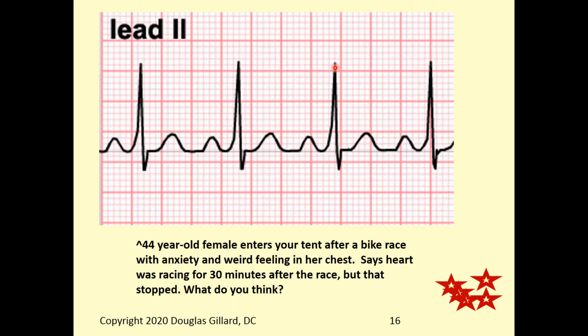So remember the bowling rule? 300 is a perfect score. So there's 300. It ain't 300 beats a minute. It ain't 150 beats per minute. And it ain't even 100 beats per minute. It's under 100, so this is not a tachycardia. Okay, so we can cross that off our list.